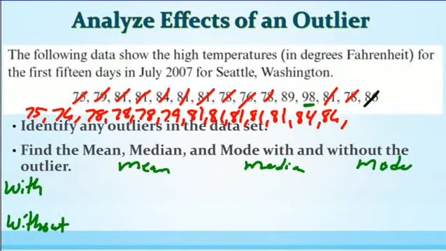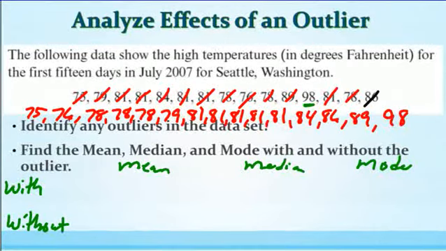We have an 86, 89, and then 98. So let's find the mean. So let's add them all up. So 75 plus 76 plus 78 plus 78 plus 78 plus 79 plus 81 plus 81 plus 81 plus 81 plus 81. So that was 1, 2, 3, 4, 5 81s, plus 84 plus 86 plus 89 plus 98. That gives us 1,226.